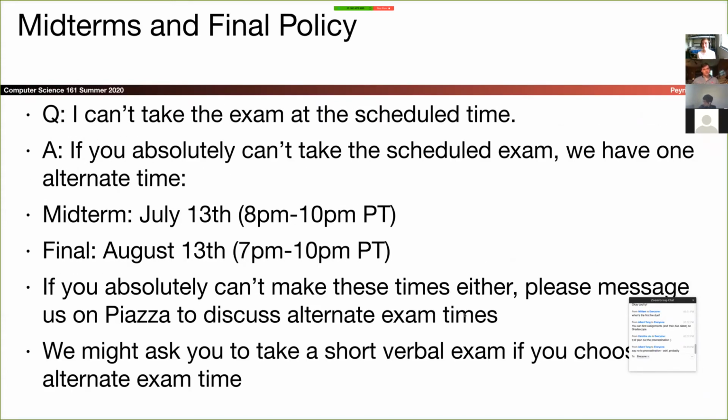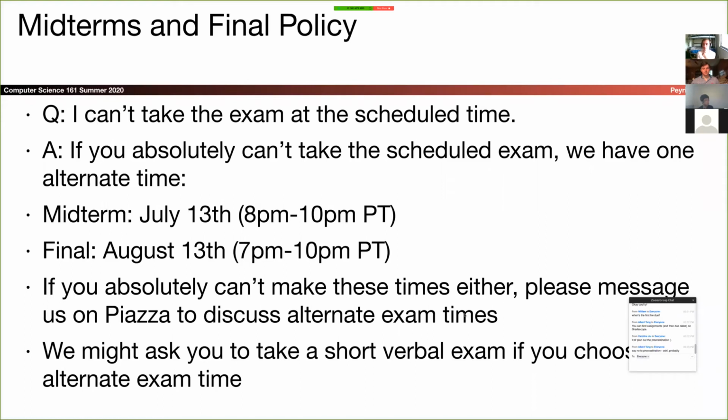Okay, so hopefully everyone is able to take the exam at 4 p.m. Pacific time, but we do understand people are in different time zones, and that might not be possible for everyone. So if you absolutely cannot make that time, there's one alternate time for you, and that is 8 p.m. to 10 p.m. for the midterm and 7 p.m. to 10 p.m. for the final. So this was just based on the results.